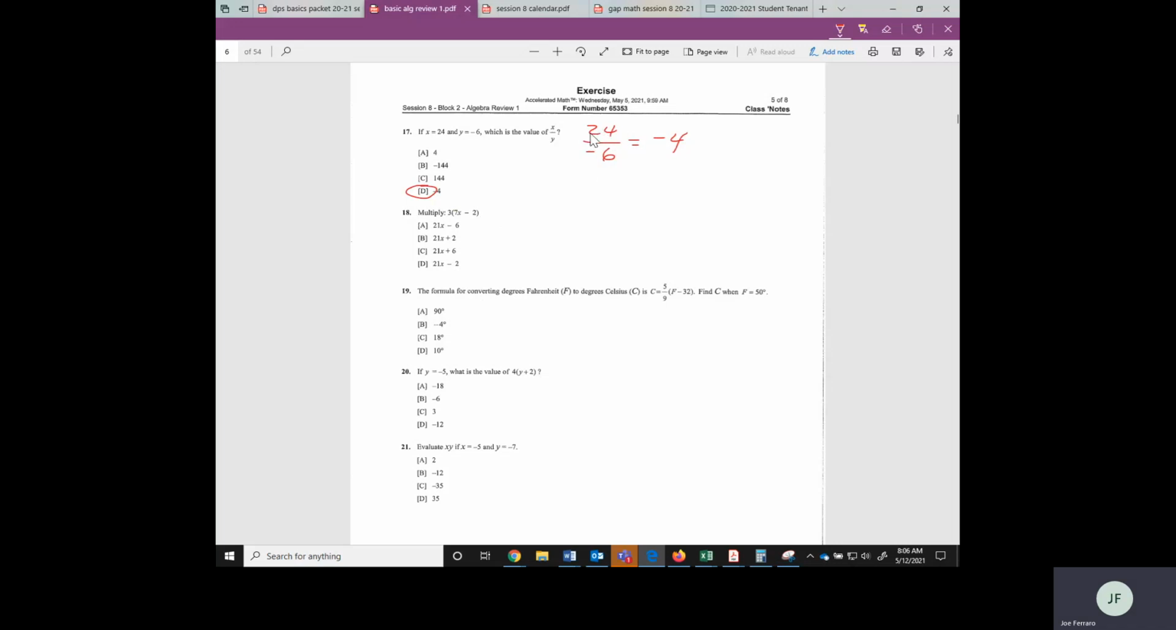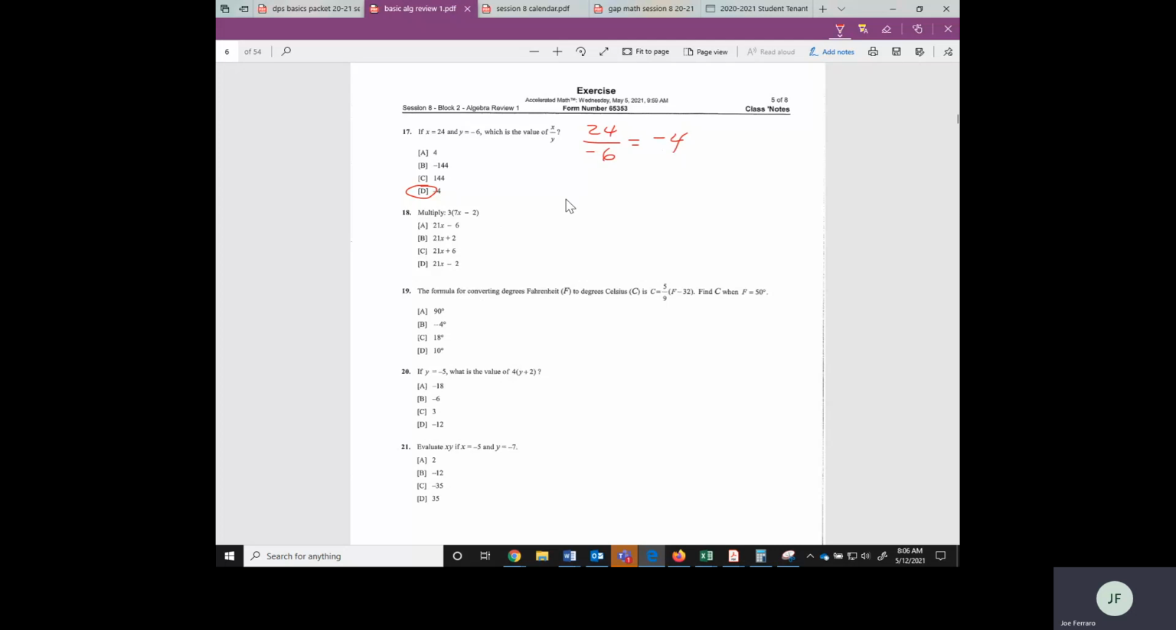Because if you have one negative, one positive, remember when you're multiplying or dividing, the answer is negative. If they're both positive, the answer is positive. If they're both negative, the answer is negative. Okay, that should be a review. But again, if you need help with that, let me know. And you could use your calculator. But that's something you should know.